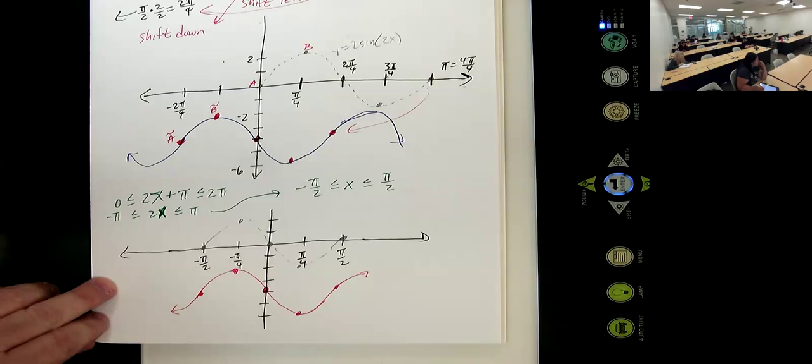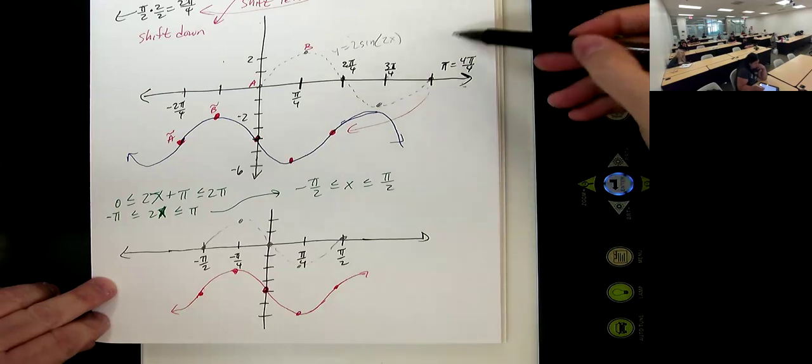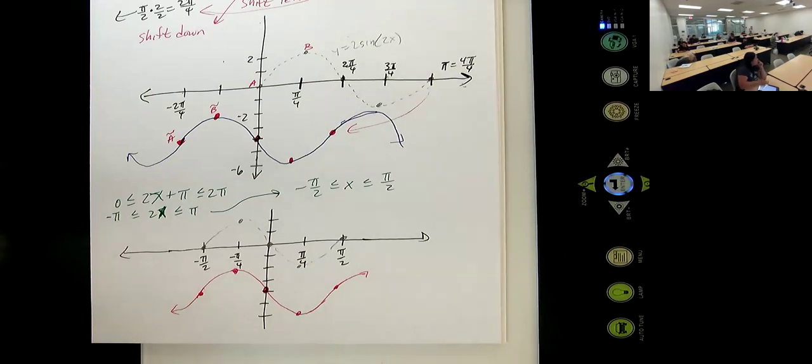Which way seems easier to you guys? Do you guys like method A or method B? Who likes A? Who likes B? Let's see if you still like B after the next one.